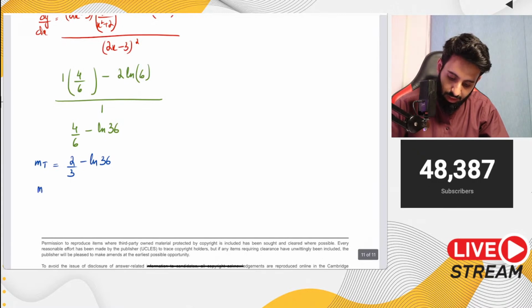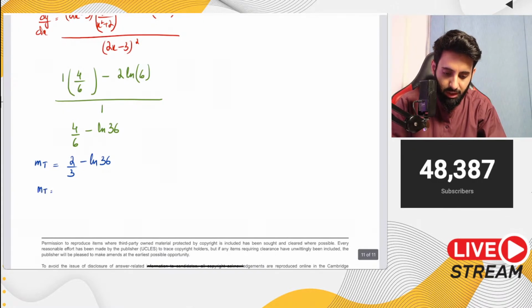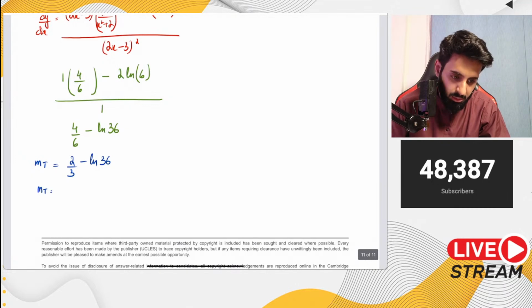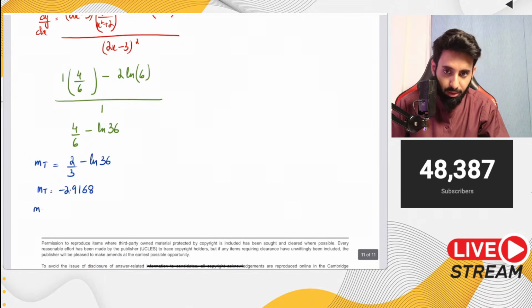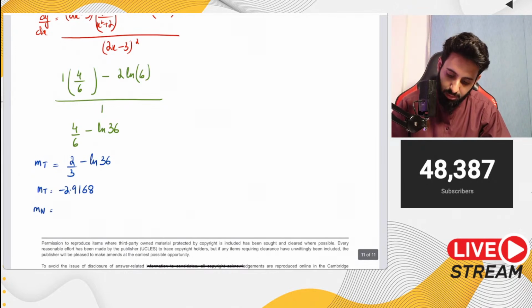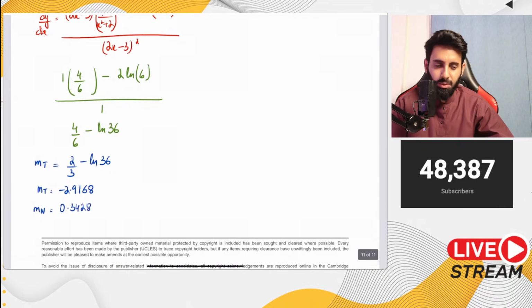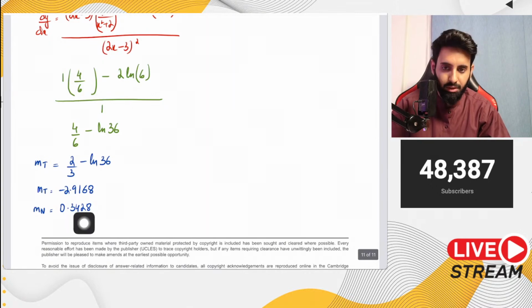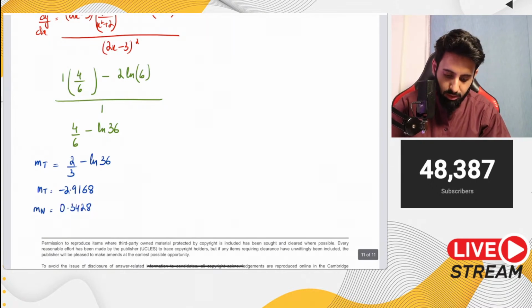So the gradient of tangent, if I evaluate it using a calculator, 2 upon 3 minus ln 36, we're looking at minus 2.9168, which means that the gradient of normal is going to be minus 1 divided by the answer, just taking the negative reciprocal of it, so it's going to be 0.3428. Okay, but because this is not your final answer, I would suggest that you don't round it off correct to 3 significant figures, take 4 or 5 significant figures to be on the safe side.